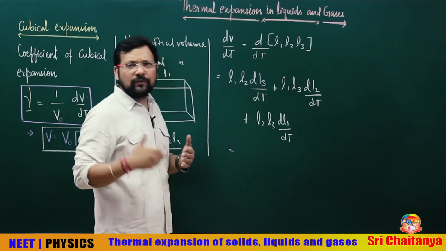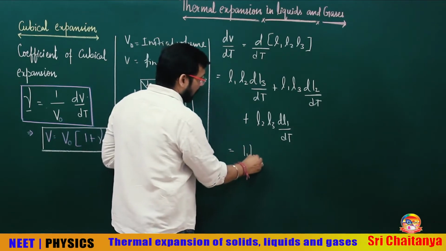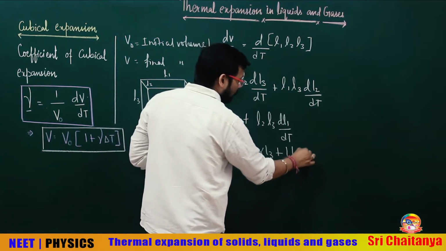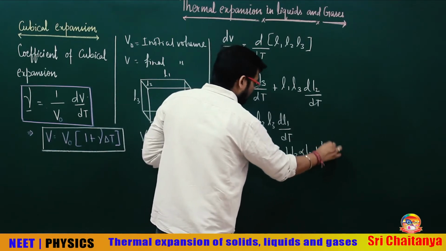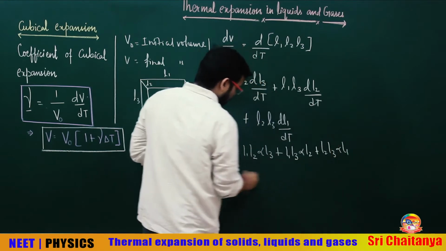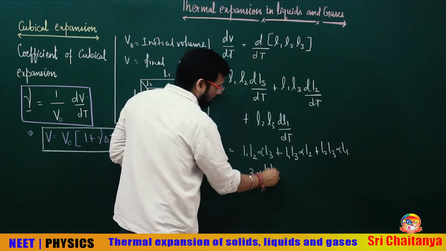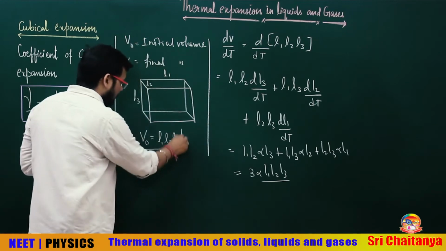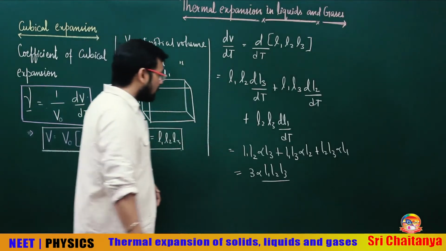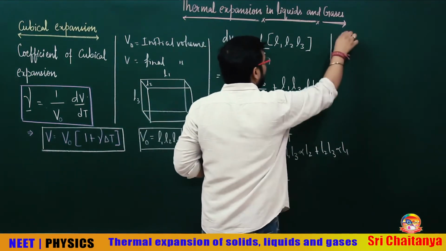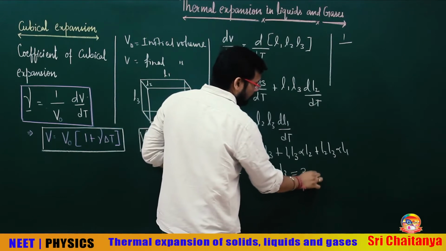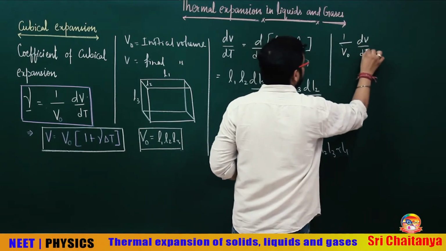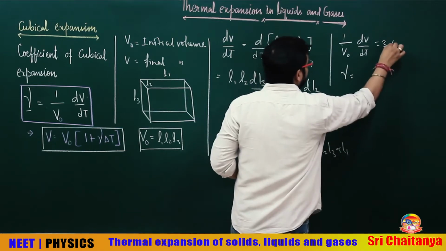So this is dL3 by dT. By the concept of linear expansion, this can be written as L1 L2 times dL3 by dT, which is alpha L3. Similarly here L1 L3, dL2 by dT is alpha L2, and L2 L3, dL1 by dT is alpha L1. So this is 3 alpha L1 L2 L3, and L1 into L2 into L3 was the volume V naught. So can we write dV by dT here? See, dV by dT is 3 alpha V naught, and 1 by V naught dV by dT becomes 3 alpha. So it explains gamma is equal to 3 alpha.